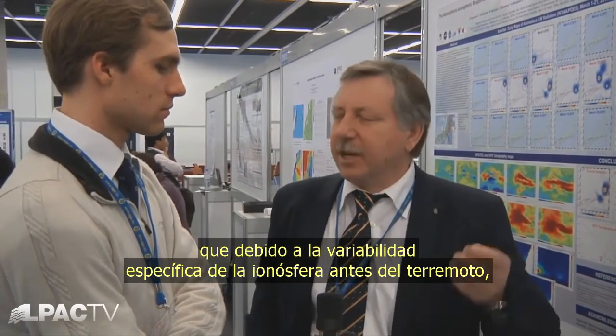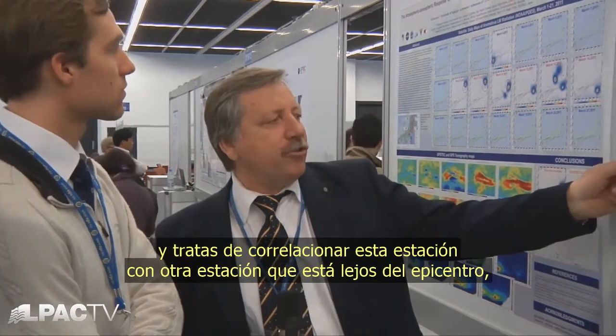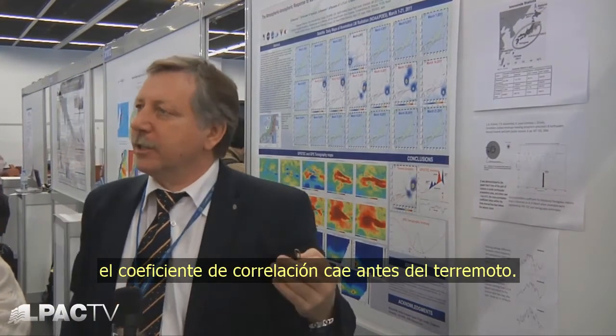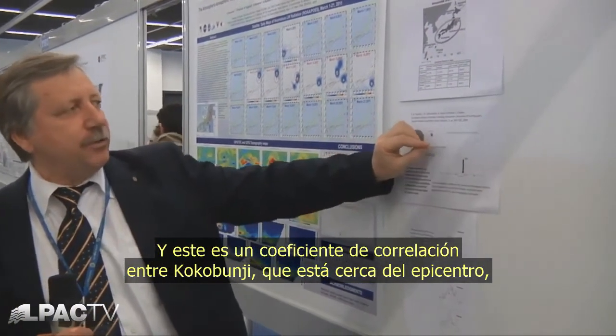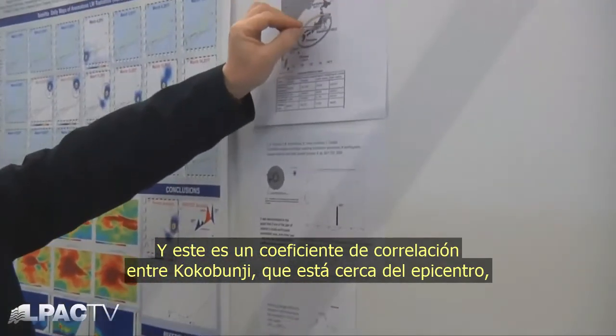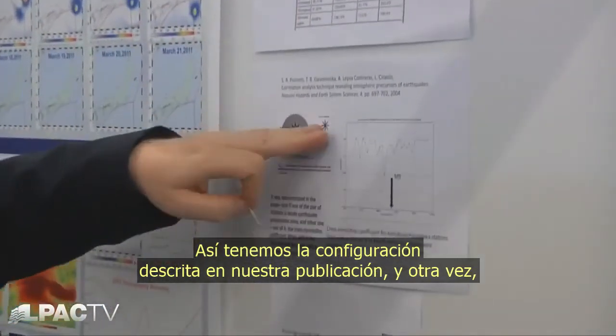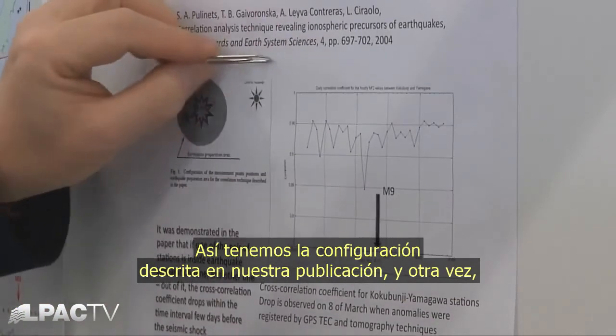And we were able to elaborate a technique which shows that, due to specific variability of the ionosphere before the earthquake, when you have a station close to the epicenter and try to correlate it with another station which is far from the epicenter, the cross-correlation coefficient drops before the earthquake. And this is the cross-correlation coefficient between Kokubunji, which is close to the epicenter, and Yamagawa station, which is far from the epicenter. So we have just the configuration described in our publication.